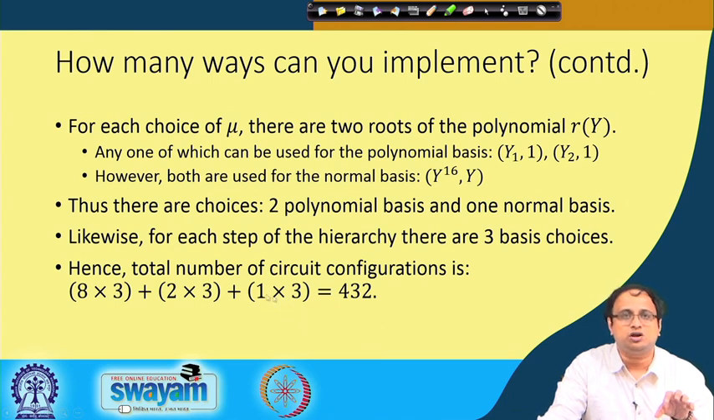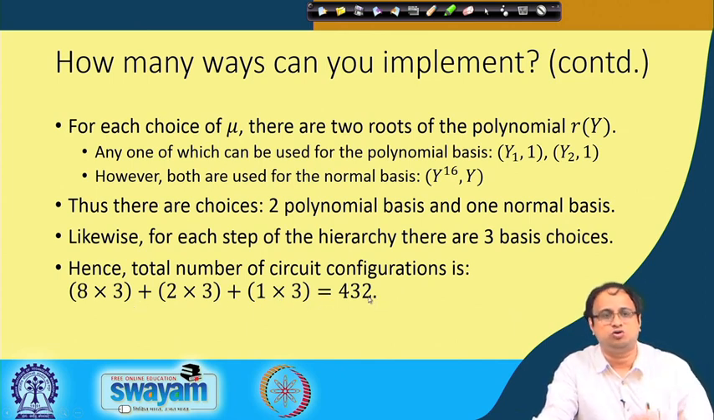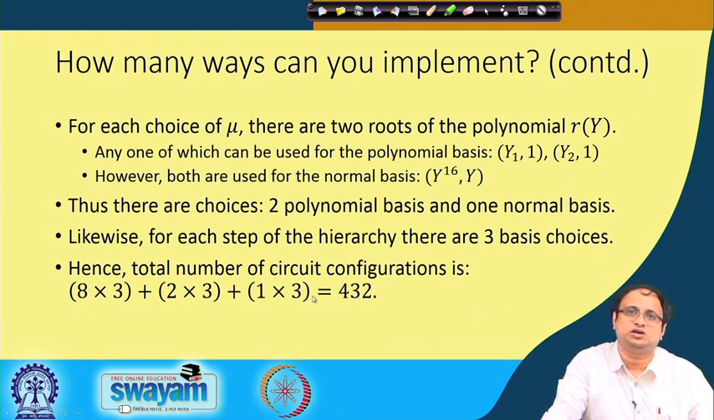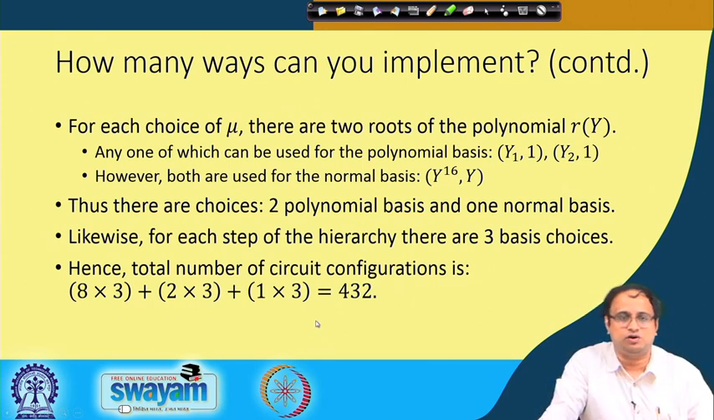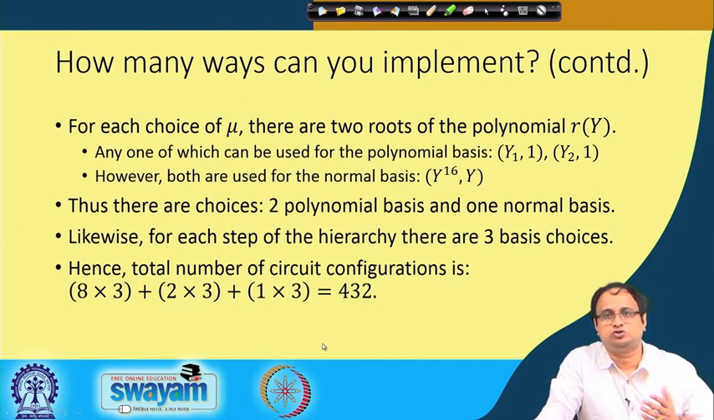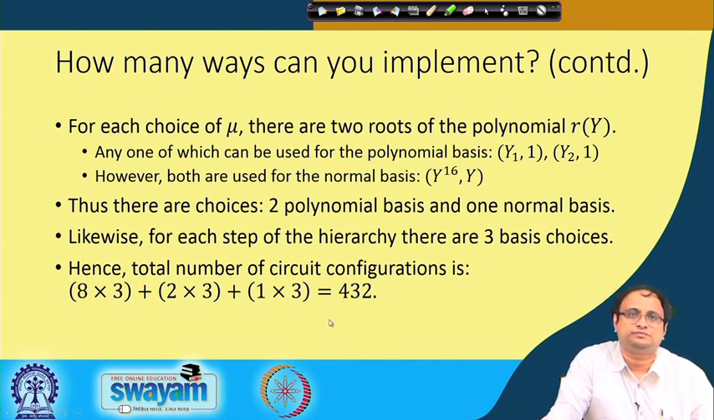So, totally the number of cases, this actually should be a product. So, please replace this by a product. This is multiplication of 8 into 3 into 2 into 3 into 1 into 3, and this totally counts to 432. So, there are totally 432 possible ways in which we can have circuits, and what we want to explore is this design space. And we want to see where are the opportunities of optimization.